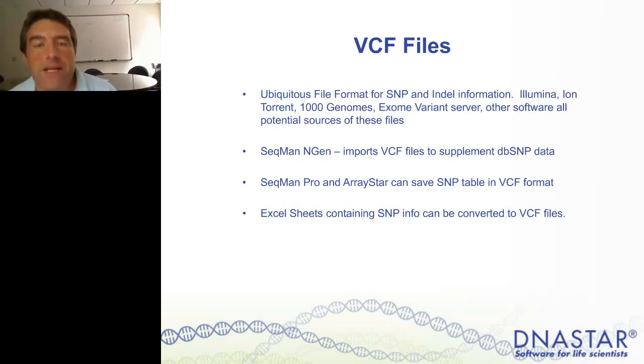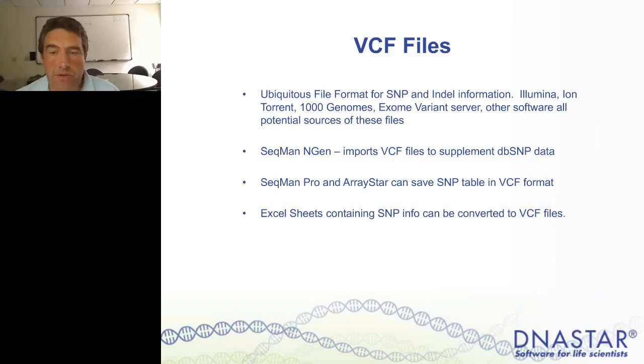The VCF files are becoming more and more ubiquitous, and there are many different sources: Illumina and Ion Torrent, of course, but also the 1000 Genomes Project and the Exome Variant Server. Other software programs can all produce variant call format files. SeqMan NGen, our software, can import a VCF file, and it essentially uses it as a list of important positions or reference positions. We can use that to supplement the dbSNP data. So our software can also read the 60 million SNPs or so from dbSNP plus a VCF file that you provide to it. Those are all treated as reference positions or reference SNP positions.